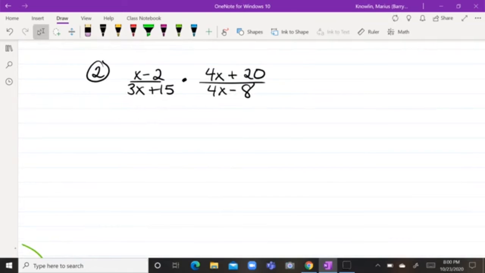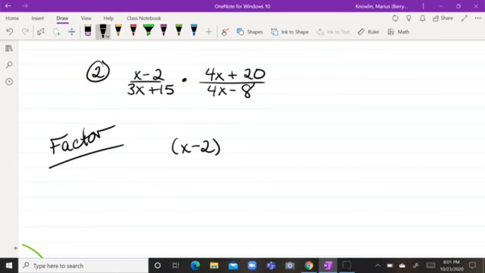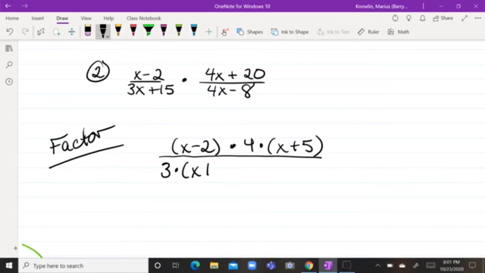For number 2, we're really going to just follow the same thing. We're going to factor first. So that becomes x minus 2 times 4, times x plus 5, because when you factor out, the greatest common factor for the numerator and that second one is 4. And then when we get to the denominators, we can factor out a 3, so that's going to be 3 times x plus 5 times 4 times x minus 2, because you factor out a 4. The 4 is the greatest common factor.